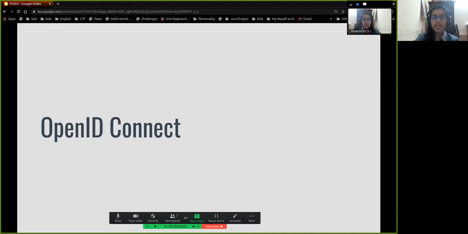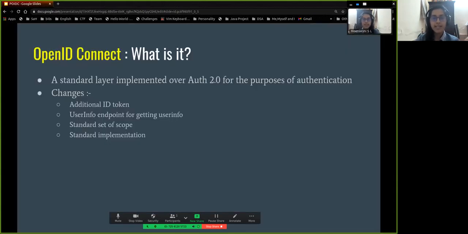Now we come to OpenID Connect, which is the standard implementation of a layer above OAuth 2.0. The changes simply are that there would be an additional ID token, there would be a user info endpoint for getting user info, there would be a standard set of scopes, and the standard implementation.